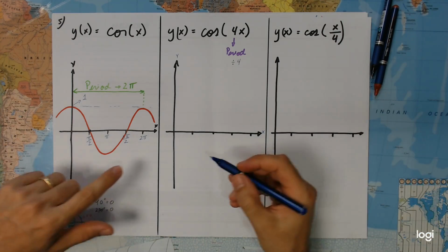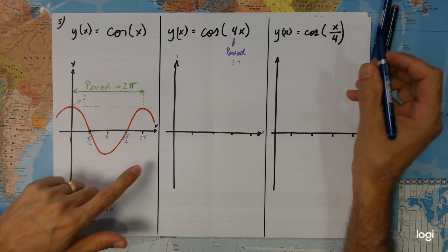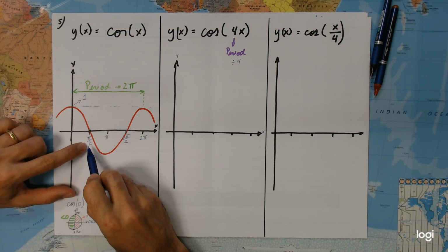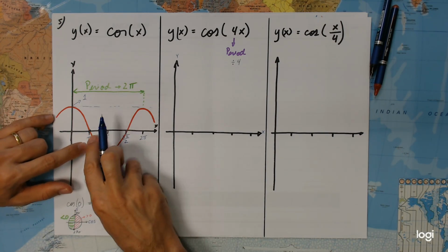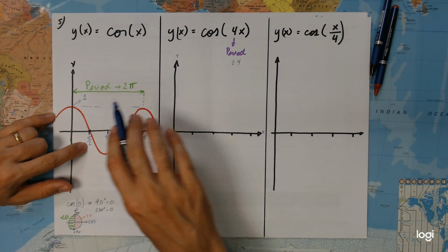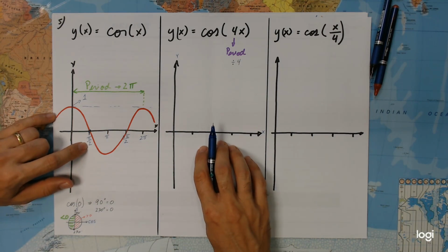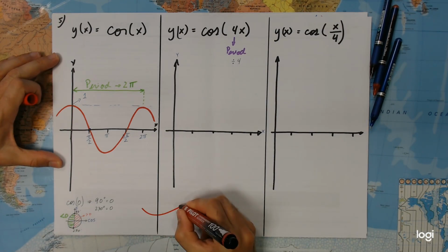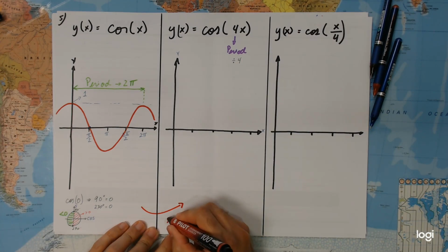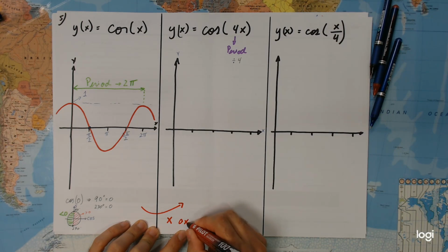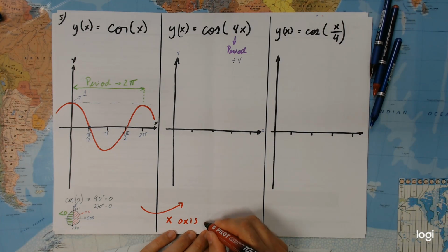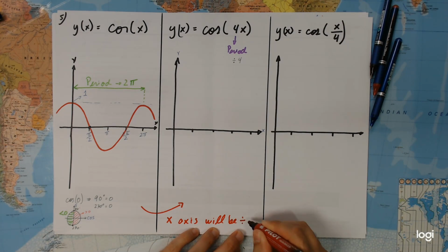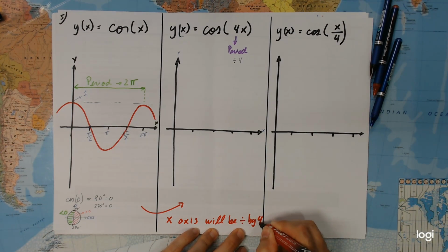Now, remembering what I told you, let's start from the basics. This is pi over 2. Whatever we put here is going to be divided by 4. From here to here, the x-axis will be divided by 4.